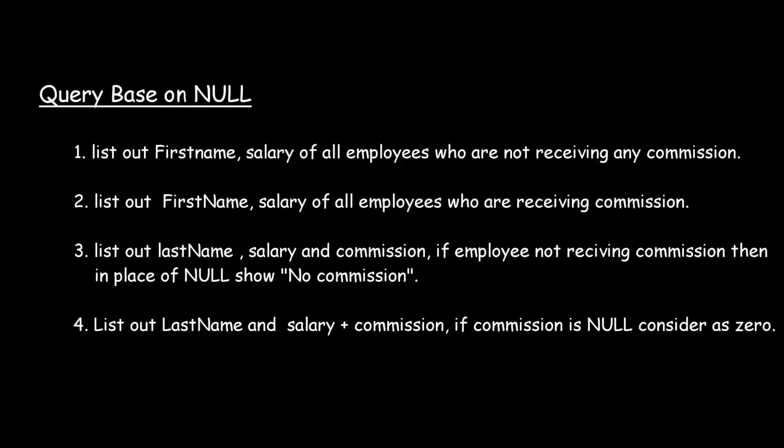Based on null, the first query is: list out first name and salary of all employees who are not receiving commission. Means in the place of commission it is null. So we have to show only the first name and salary of employees who are not receiving commission. Now I am going to write the query.